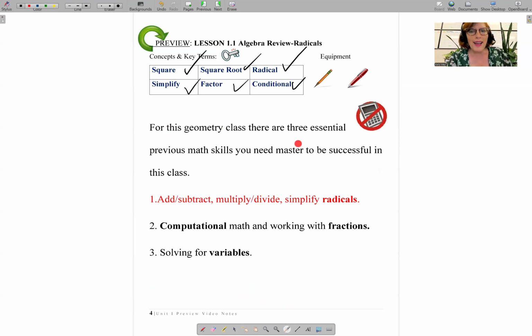For this geometry class, there are 3 essential previous math skills you need to master to be successful. The first is being able to add, subtract, multiply, divide, and simplify radicals, also known as square roots. You need to be comfortable with computational math. That means adding, subtracting, multiplying, dividing, which you're going to be doing by hand, not using a calculator most of the time, and working with fractions. And you need to be comfortable solving for variables in basic forms. We're going to be focusing just on this first one for this lesson.